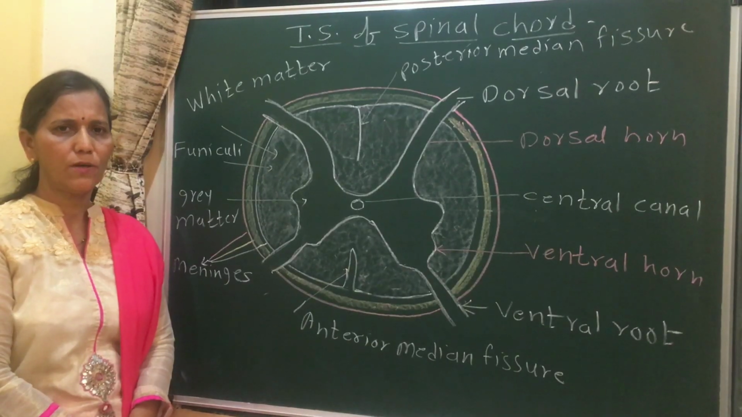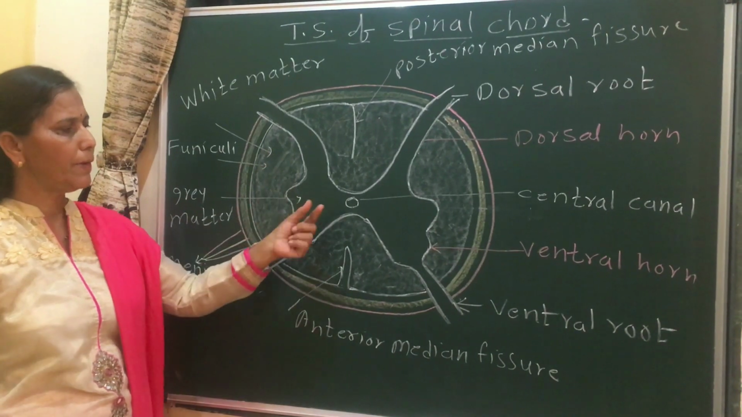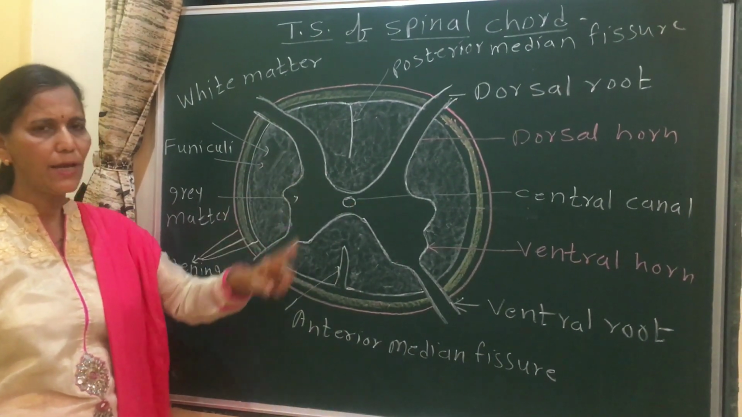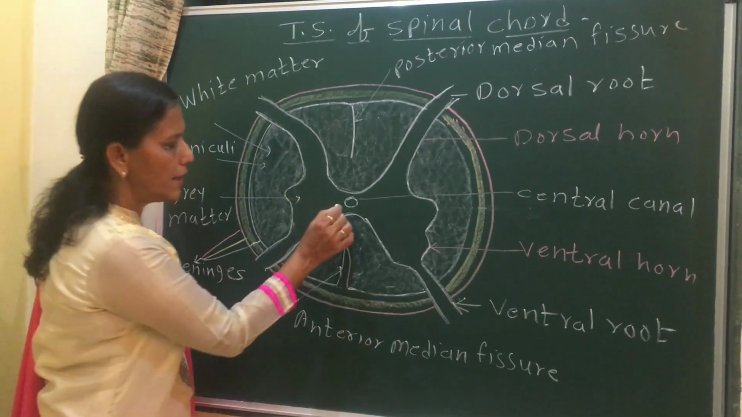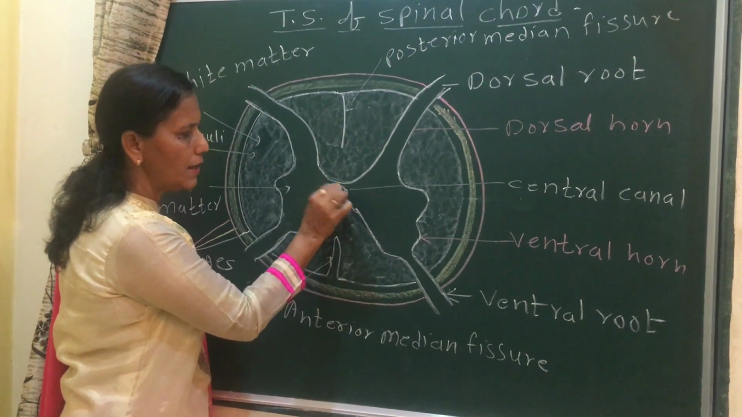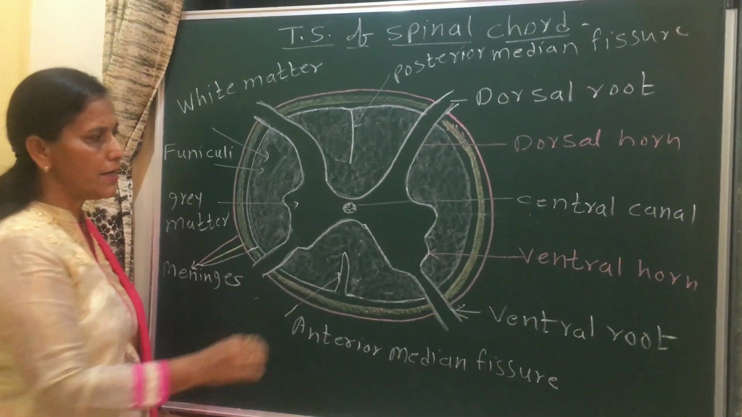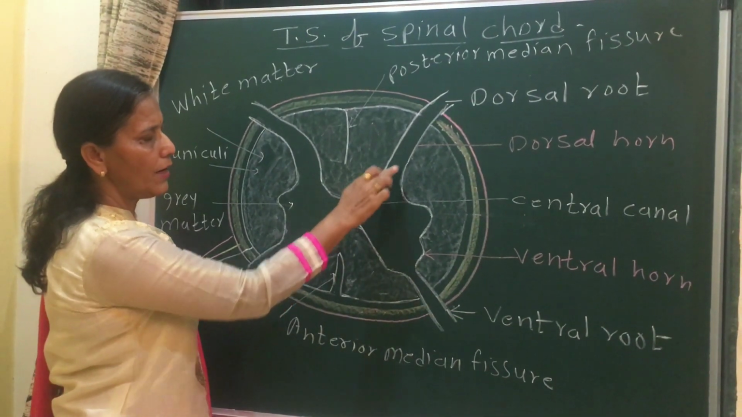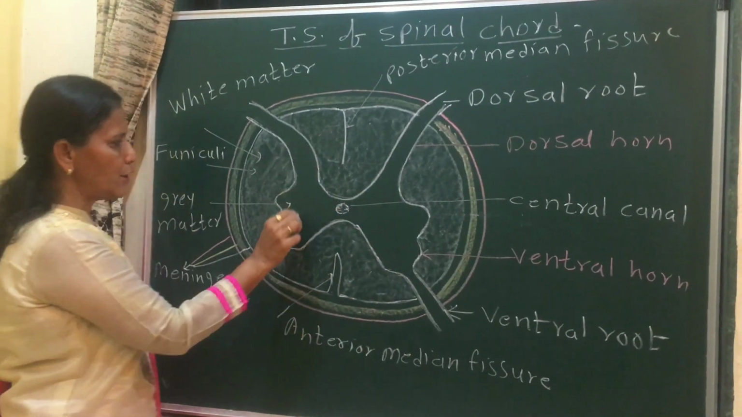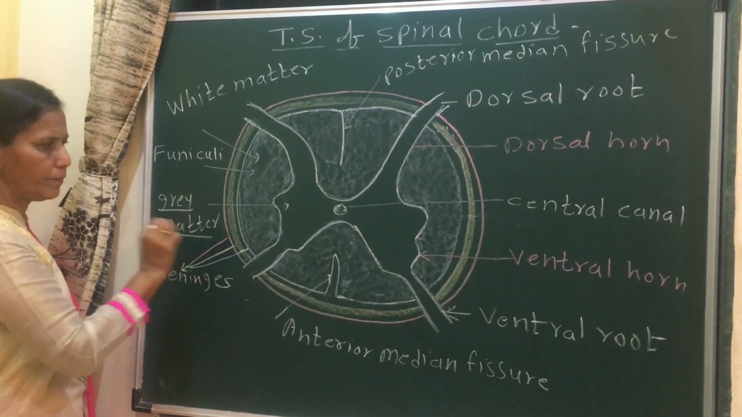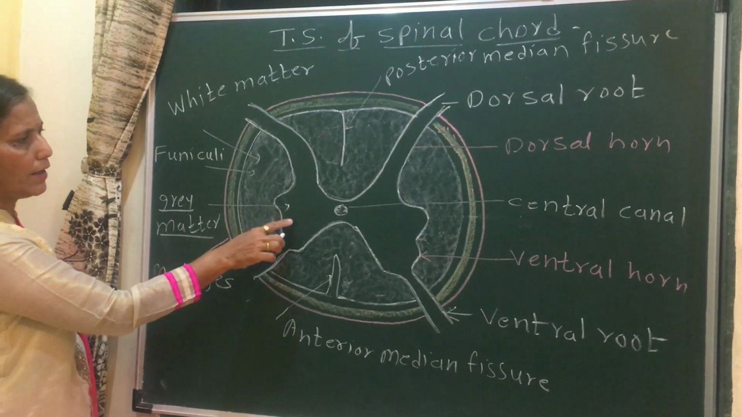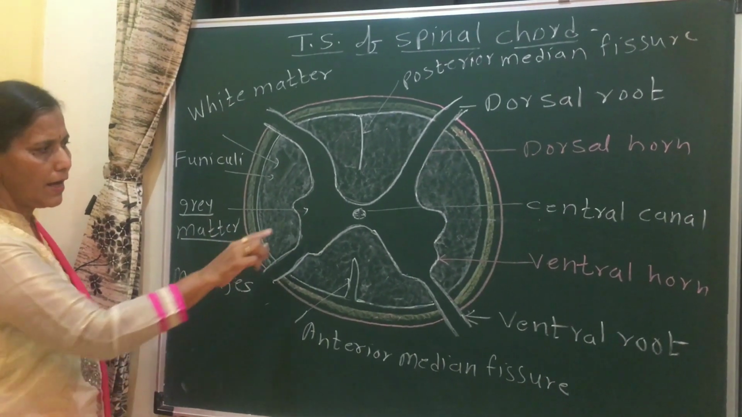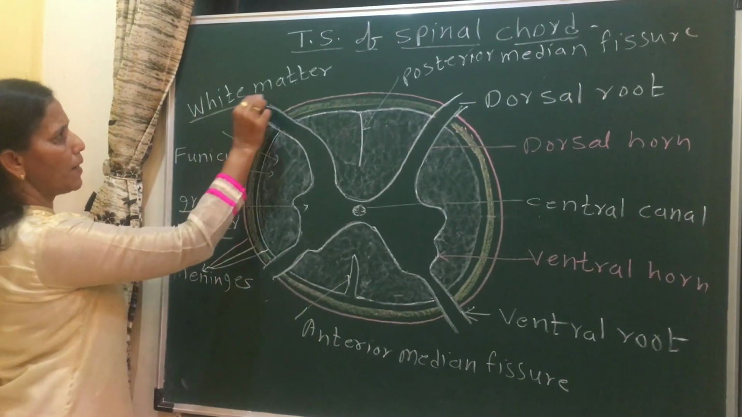Let's see the TS of spinal cord. TS of spinal cord shows the central canal in the center, which is lined by ependymal cells. The central canal is lined by a single layer of ependymal cells which secrete the cerebrospinal fluid. Then this central canal is surrounded by this H-shaped grey matter. This grey matter is H-shaped or butterfly shaped. And this grey matter is surrounded by white matter.